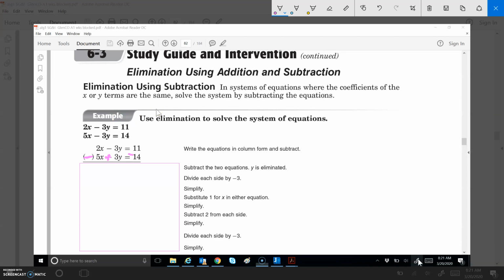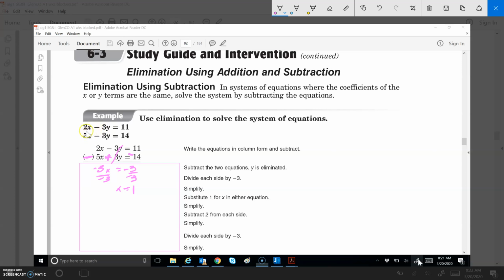Okay. So if I think about subtraction, but I just look at the sign. So 2 minus 5. So -3 plus 3 is gone. 2 minus 5 is -3x. 11 minus 14 is -3. Divide by -3. And x equals +1. Alright, so now let's plug this into one of these equations.